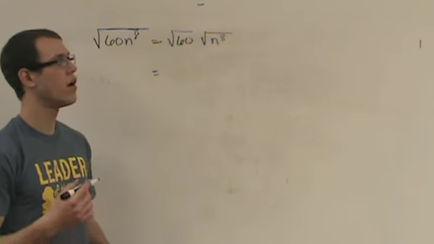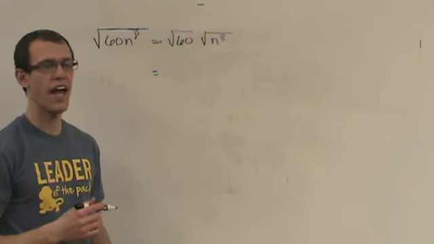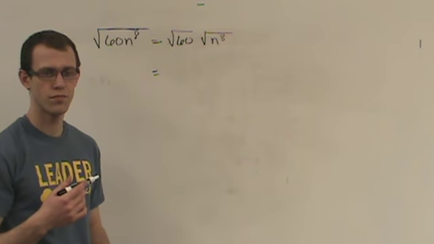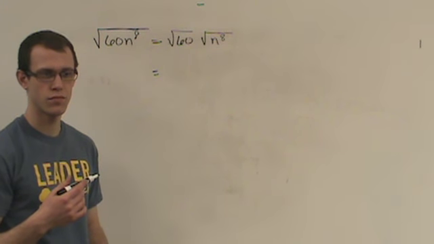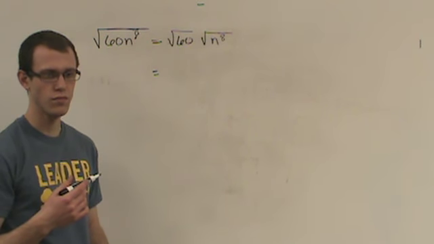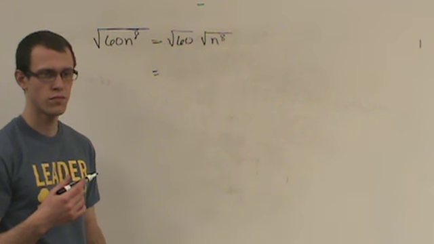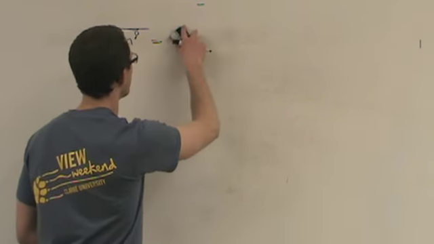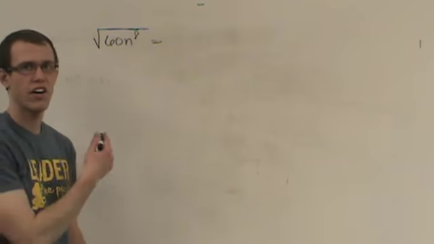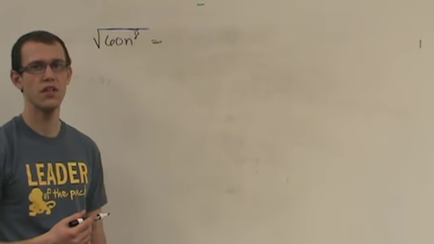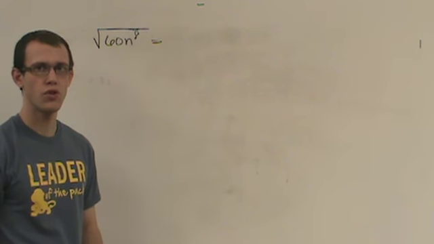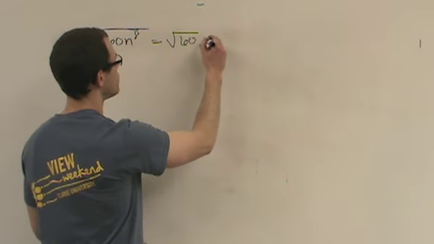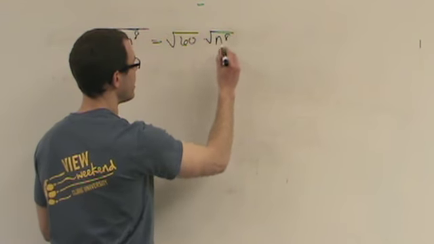So now let's split up our square root of 60. So now let's look at a harder example. The square root of 60 n to the 8th. So first, let's break it up into two separate radicals. The square root of 60 times the square root of n to the 8th.